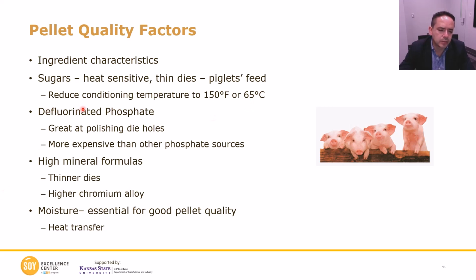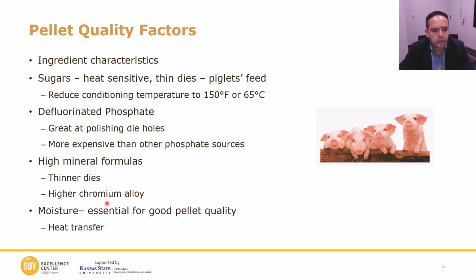Also, there are some sources of phosphorus that are going to be great for polishing the die holes. For example, defluorinated phosphate can be used to polish the die holes, and that helps with the throughput. However, these phosphates are going to be more expensive than other sources. Also, if you are making feed for cattle and you have high mineral formulas, then a good idea is to use thinner dies and dies with a higher chromium alloy.